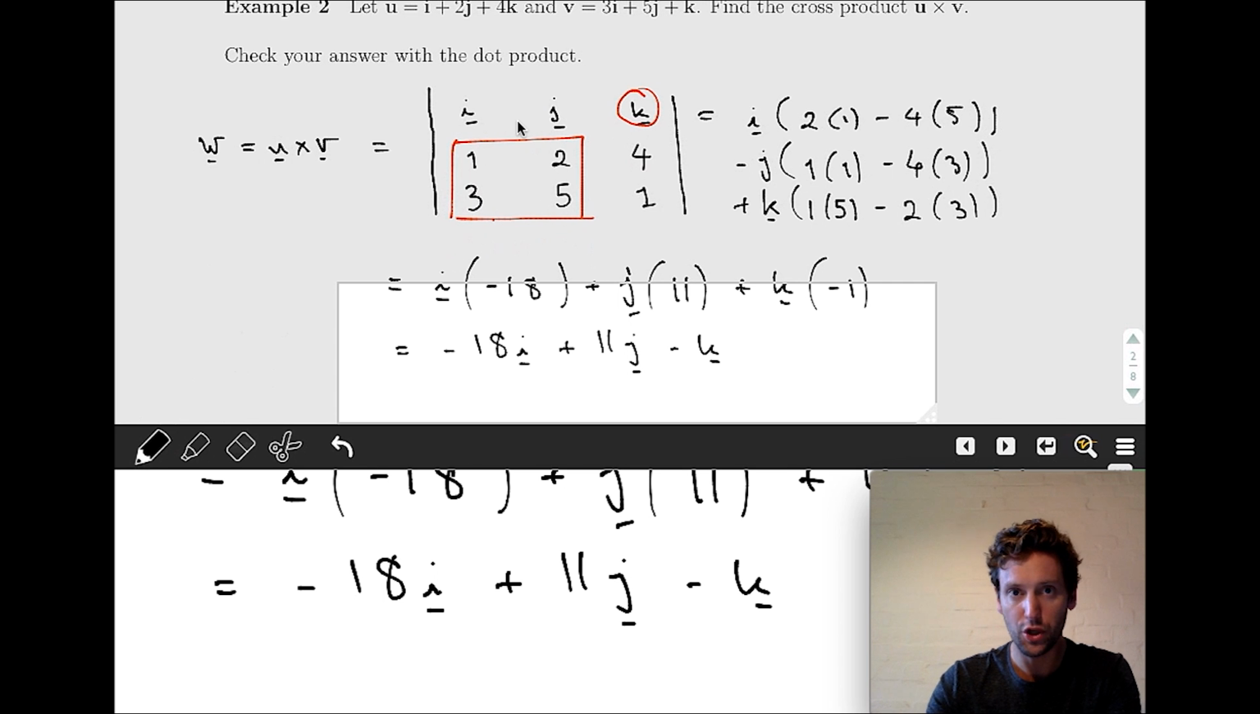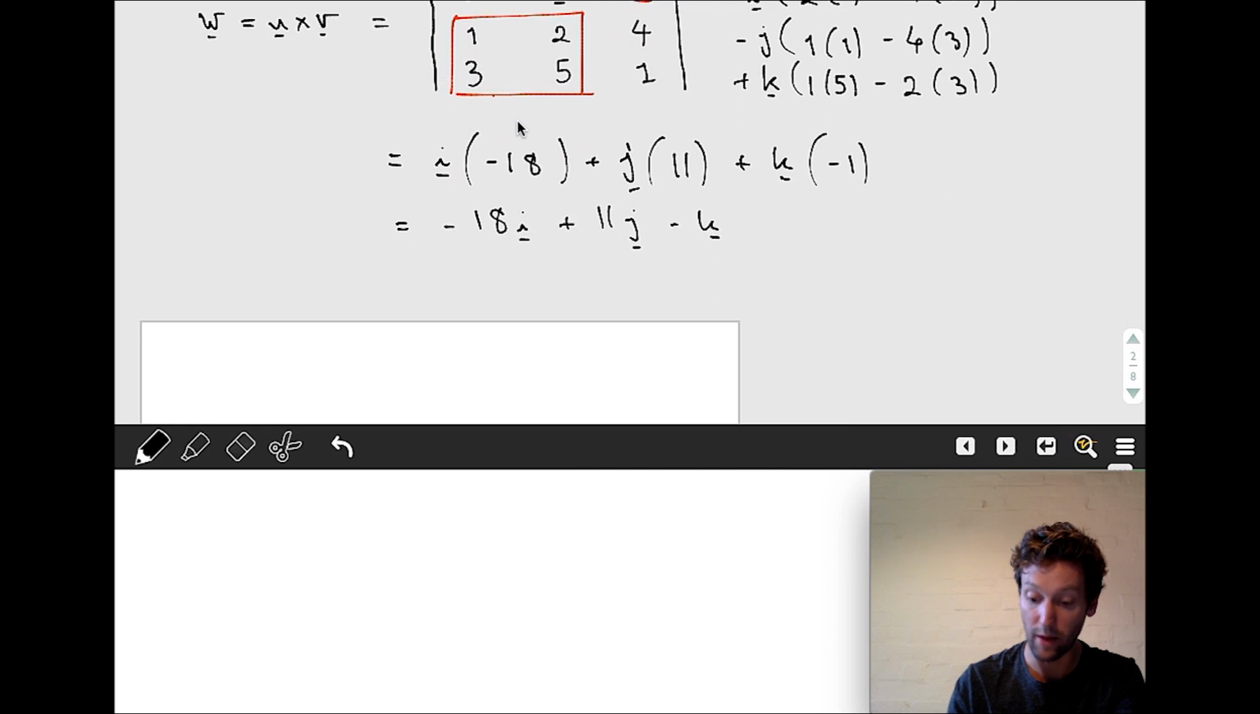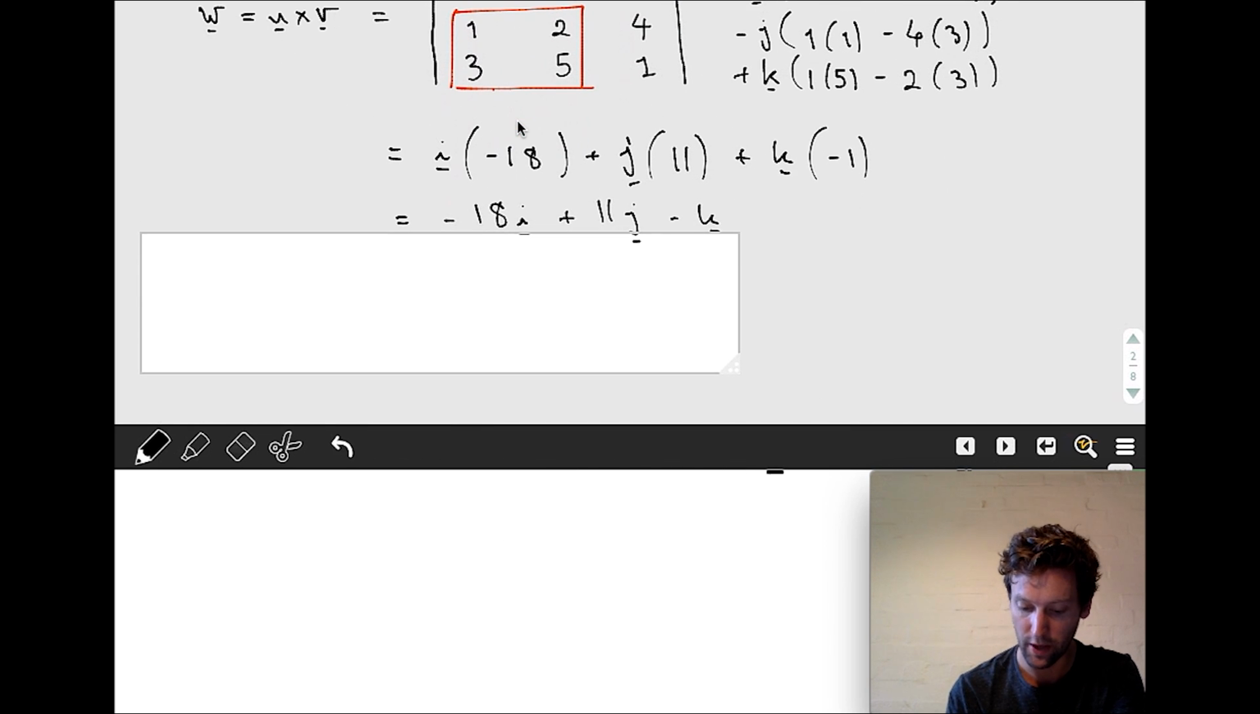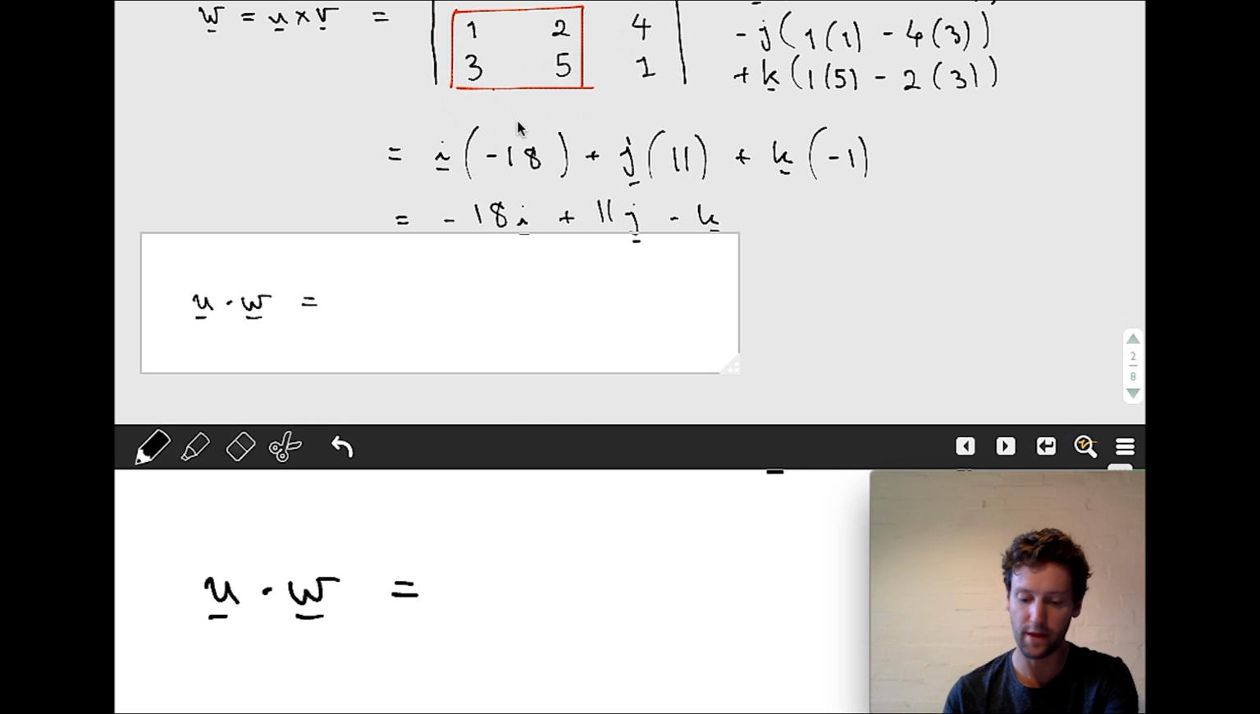So we need to now show that that new vector is perpendicular to our original vectors u and v, and we'll do that using the dot product. So the dot product of u with w should be equal to 0, and the dot product of v with w should be equal to 0. And that tells me that w is now perpendicular or orthogonal to both u and v. So let's check that.